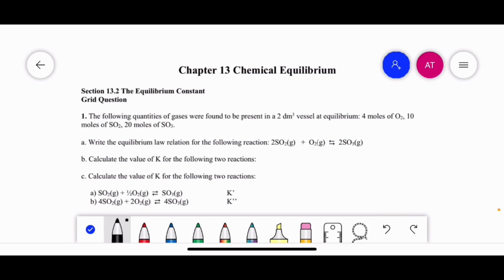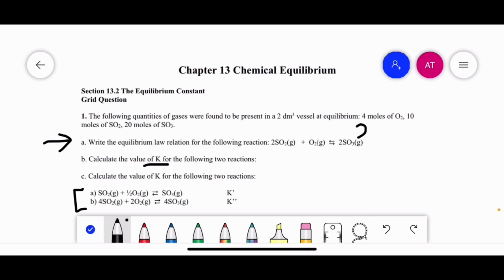Part B and C ask for the same thing, which is the value of K in the following 2 reactions. So I'll give you guys a bit to solve. Okay, so what we need to do first is find the value of K for the original reaction. What we need to do first is find the concentration of each reacting species. So as we know, the formula to find the concentration is C is equal to n over V. So we just have to divide the number of moles by the volume to find the concentration.